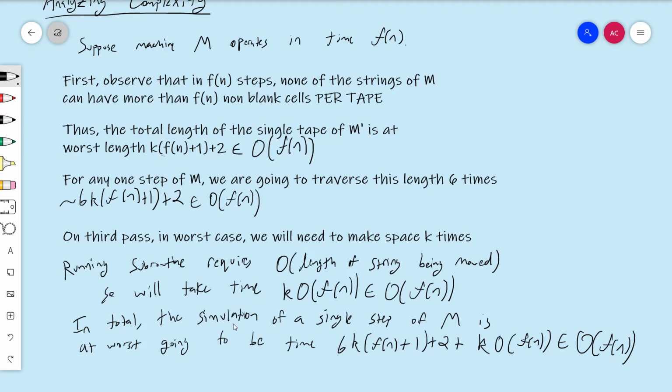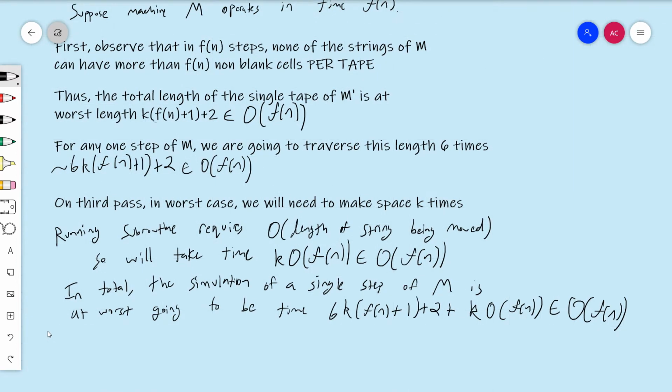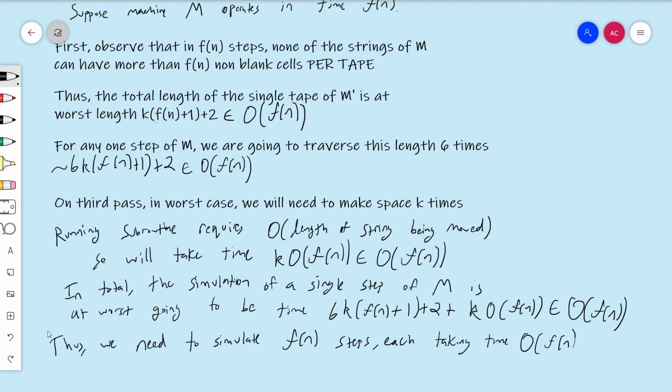Basically, in order to simulate a single step of this machine M, it's going to take at worst a number of steps that's equivalent to the number of steps that M needs to take in total. Thus, we need to simulate f of n steps, each taking time O of f of n. And so I need to do f of n steps, each of which takes time O of f of n. And so that is f of n times f of n.